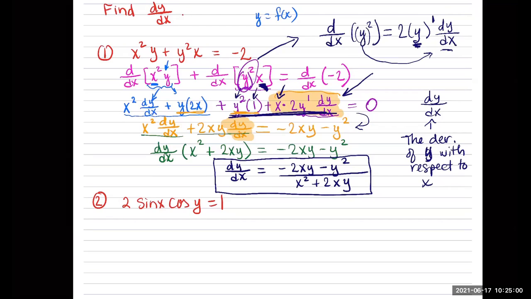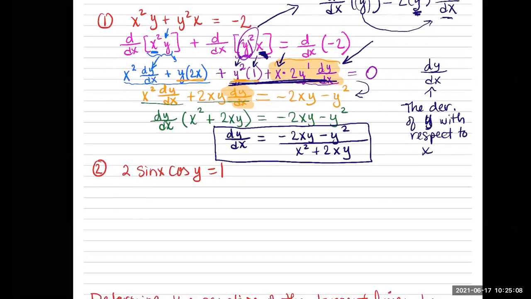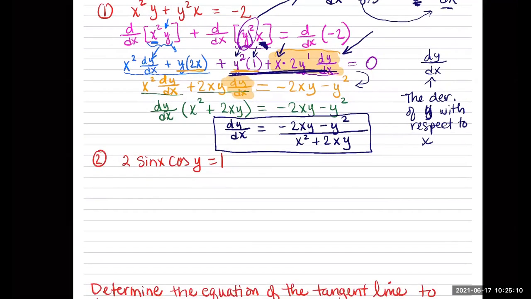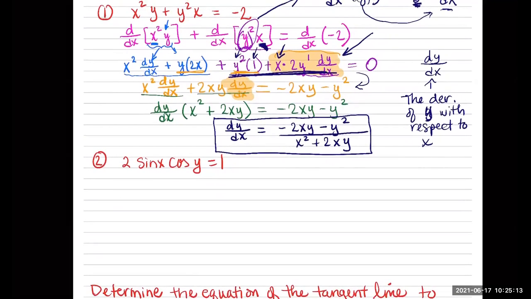Great questions. All right, so let's try another one. It takes a while to get used to implicit differentiation, to really catch what's going on. Okay, so in number 2, notice the x's and y's are mixed together. Actually, y is inside that cosine function.